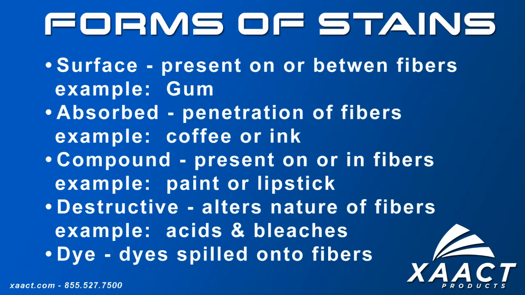There are several forms of stains. One, for example, would be a surface stain, where it's present on or between fibers. An example of this would be gum. An absorbed stain has penetrated the fibers of the carpet. An example of this would be coffee or ink. A compound stain is present on or in fibers. For example, if you spill paint or get lipstick on a carpet surface.